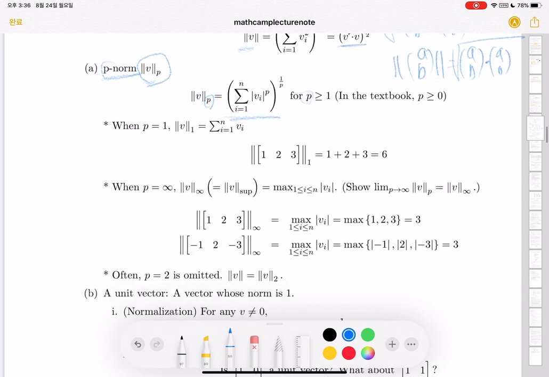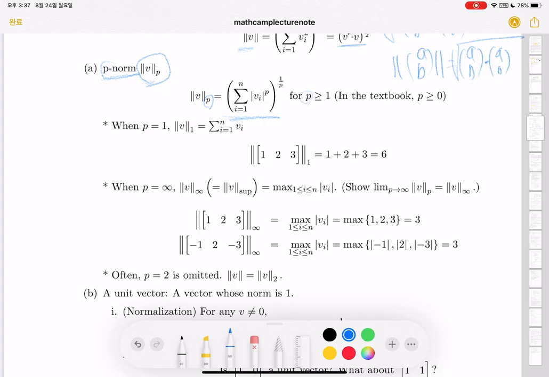Okay, so for example, if P is 1, it is called the taxicab norm, or just the one norm, and it is here. I omitted the absolute value here. So the norm here is just the sum of these three. So if you have -1 and 1, the one norm is 1 plus 1, which is 2.